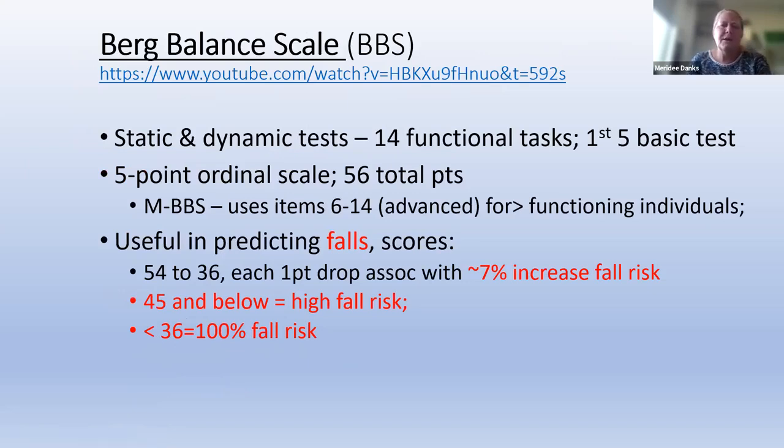So I'm not going to talk too much about the Berg Balance Test, but this shows the overview of it. It's 56 points. But if you score less than 36, you're 100% fall risk. And each point dropped after 54 increases your fall risk by 7%.